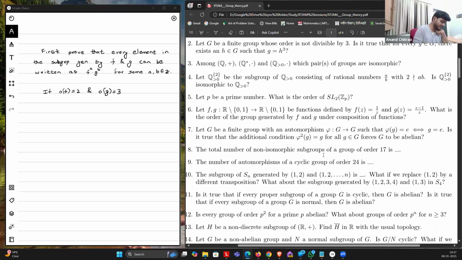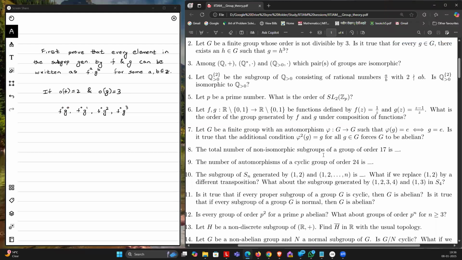So let's start by writing down some of them. f to the power 0, g to the power 0. This is 1, which is the identity. Then the next one is f power 0, g power 1. Next one is f power 0, g power 2. You might want to write f power 0, g cube, but this wraps back to f power 0, g power 0, right? Does that make sense? Yes, sir. So this is not a new element.